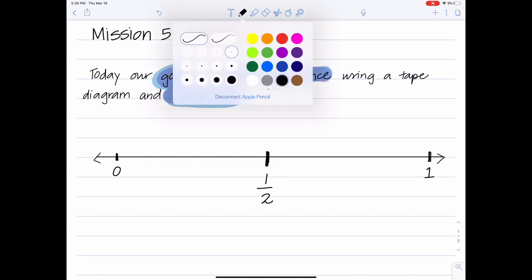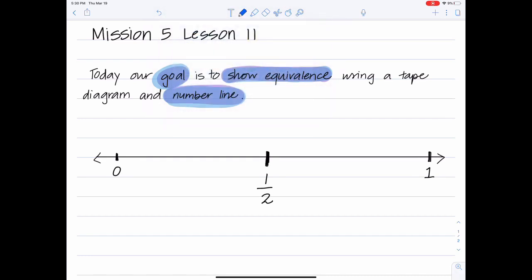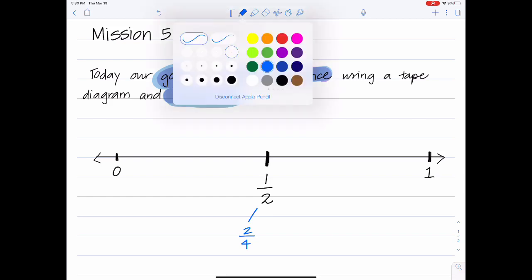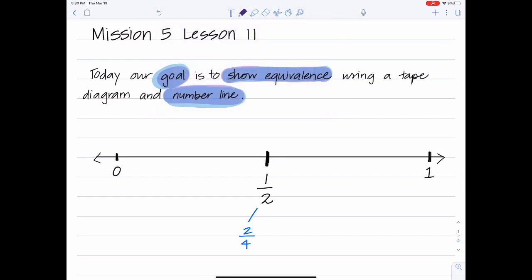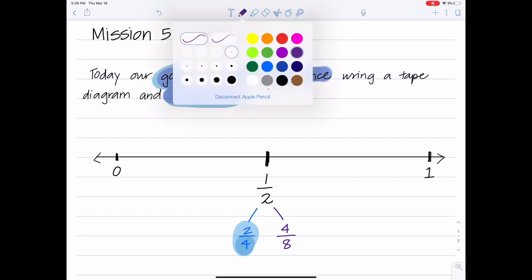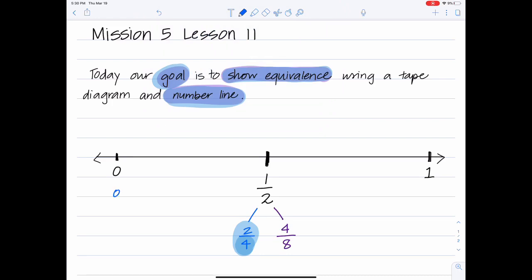Now what we're going to do is find an equivalent fraction, or two, for 1/2. We know that 2/4 is equal to 1/2, and 4/8 is also equal to 1/2. So we're going to be using this number line to divide it into 4 equal groups, in fourths, and 8 equal groups, in eighths, and show where the equivalence is between these fractions.